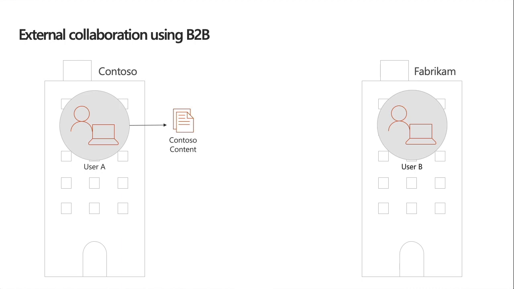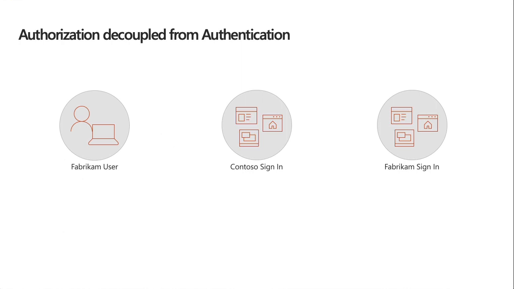In this scenario, you are the Contoso organization, and Fabricam is a partner of yours. You have configured Azure AD B2B with Fabricam. So user B has been configured to work within the Contoso organization. A user from Fabricam needs to access content within the Contoso organization.